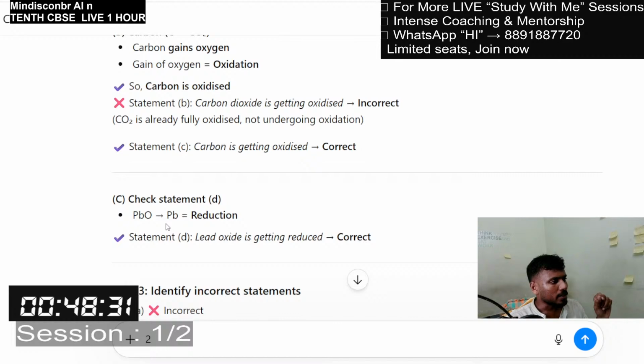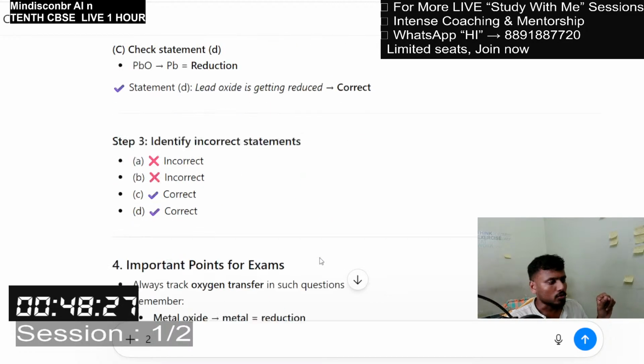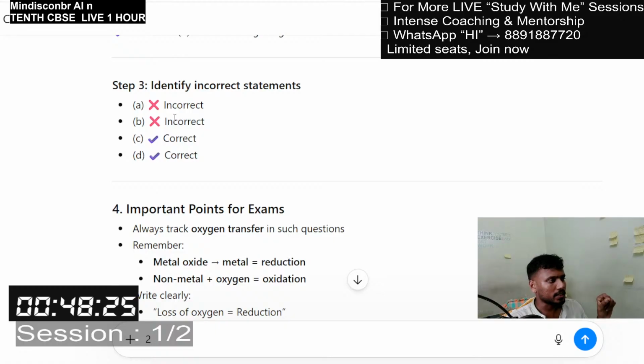Check statement D. PbO to Pb is reduction. Lead oxide is getting reduced. That is also a correct statement. Identify the incorrect statements: A and B are incorrect, and C and D are correct.